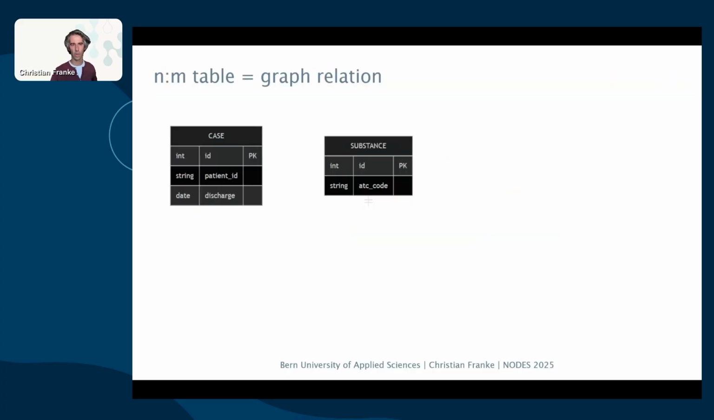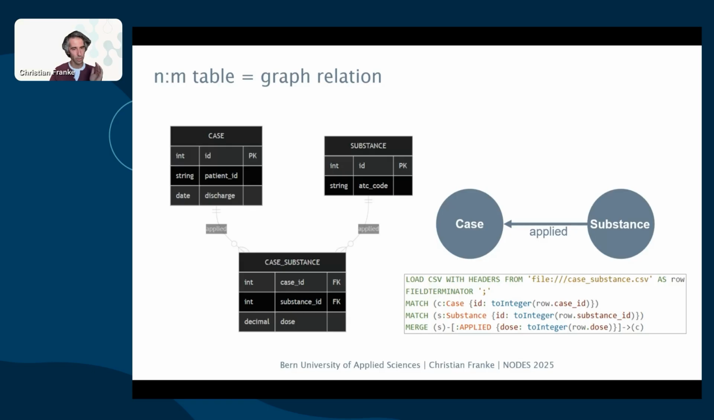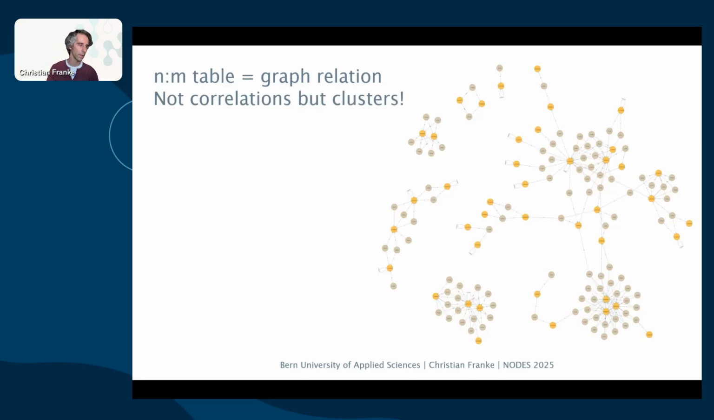Okay, next example. In our ER diagram, we have these tables and we create labels. That's fine and works. These tables are connected end to end with an extra table with all the foreign keys. If we transform this to the graph world, we just create relationships.